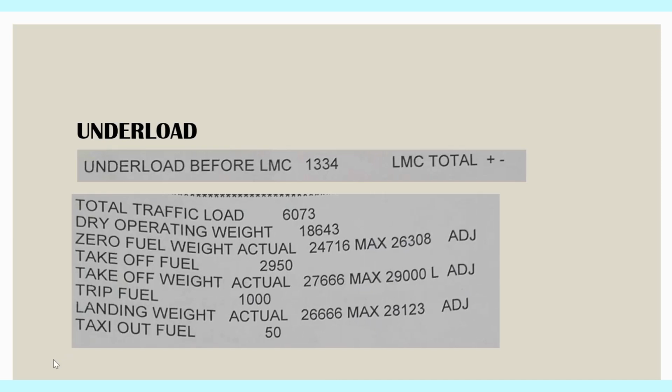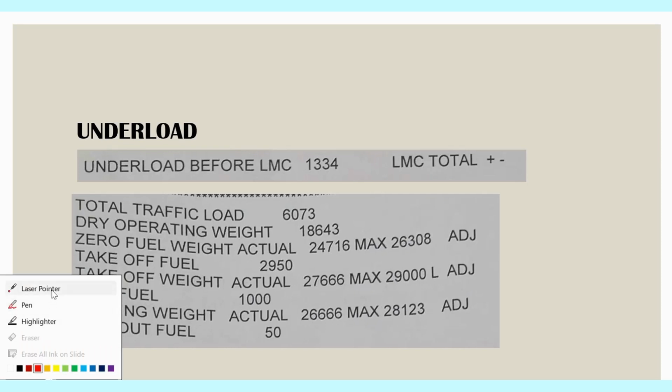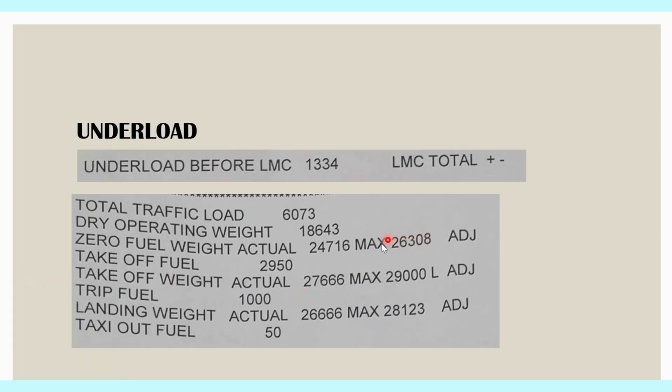If you take the differences between the maximum structural weights for zero fuel, takeoff and landing weight and the actual weights, if you find the differences here, there will be one difference which will be the lowest, and that's what you call your limiting. You can't go lower than that. Lowest means lowest. And that lowest is called your underload. Okay, that's the first way of doing this.